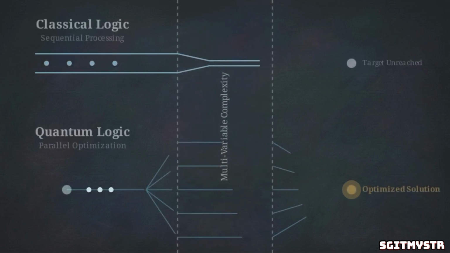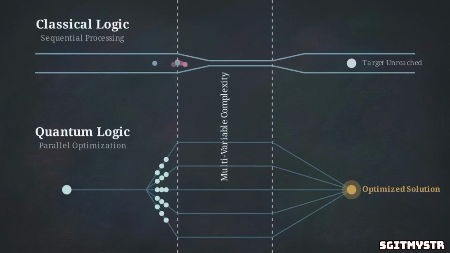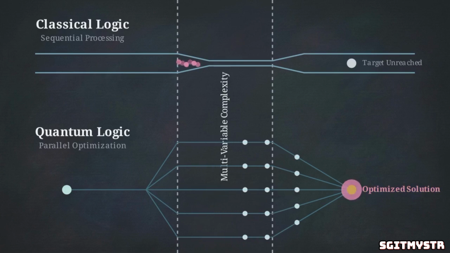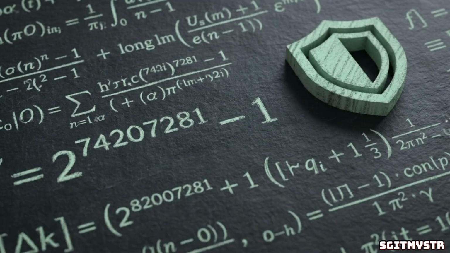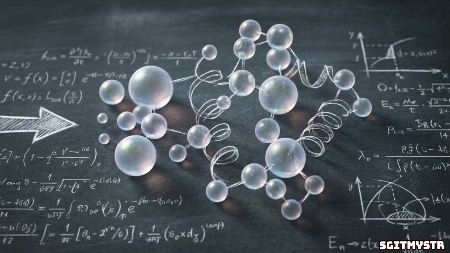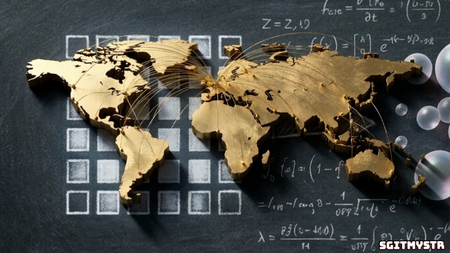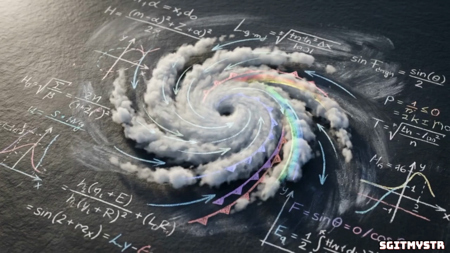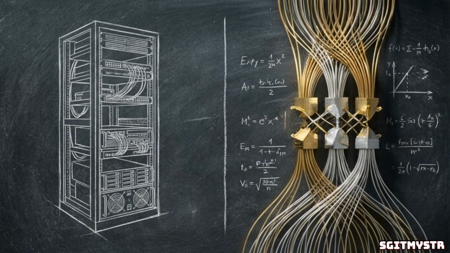Enterprise value is found in multivariable optimization problems that create bottlenecks for classical systems. In cybersecurity, quantum processors can rapidly factor the massive prime numbers that form the basis of current encryption. In healthcare, they allow for the simulation of complex molecular structures, which is critical for drug discovery. These systems optimize global supply chains, model financial risks, and generate high-fidelity weather forecasts. The immediate utility of this technology is solving the specific simulation and optimization tasks that classical supercomputers cannot process.